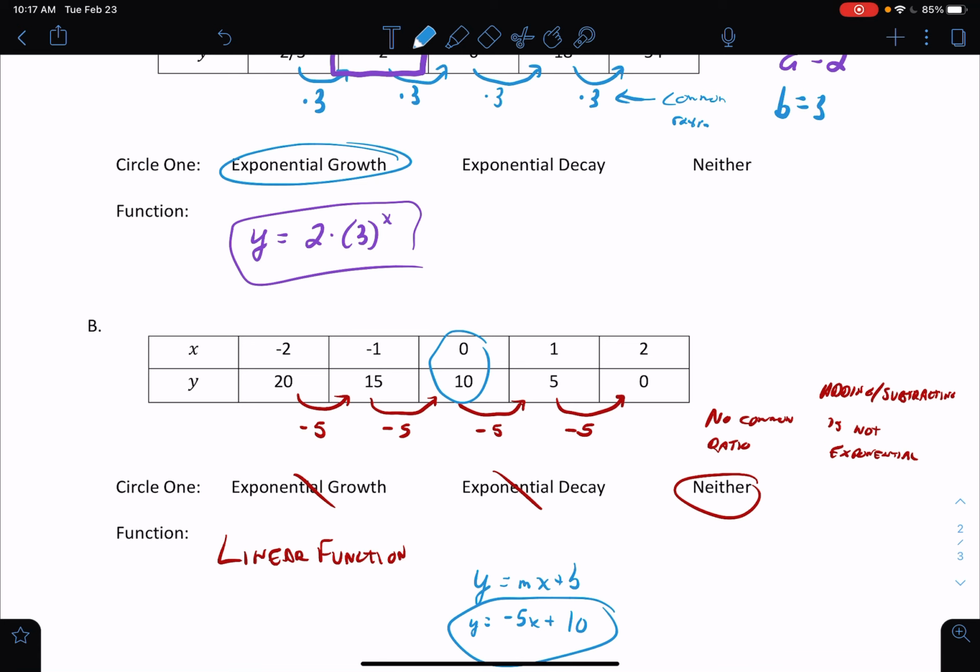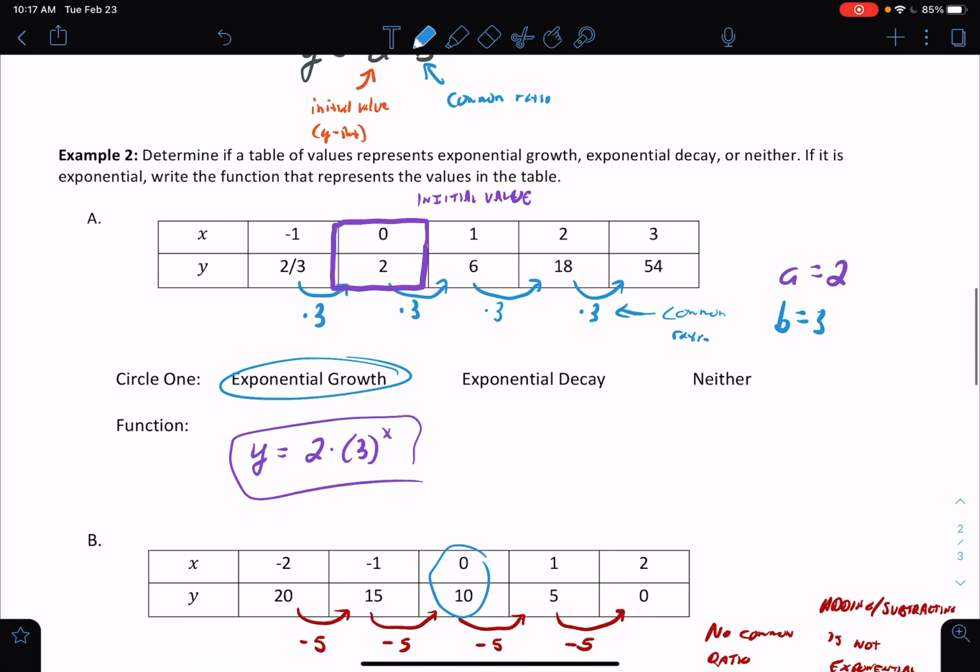Graphing exponentials and also recognizing them based off a table and writing the exponential function. So if you have any questions, please let me know. Other than that, make sure you do the practice problems, and I'll see you when I see you.